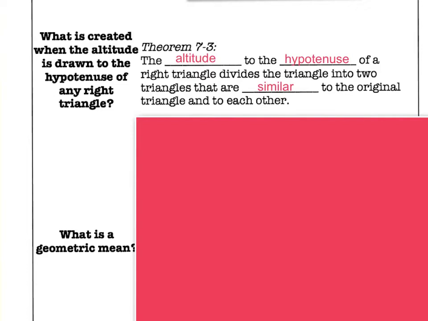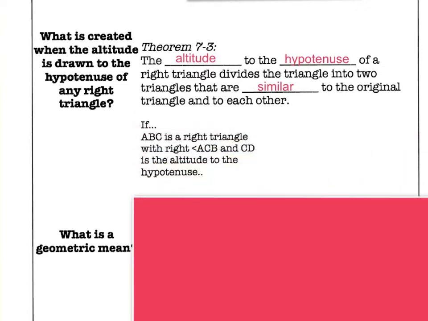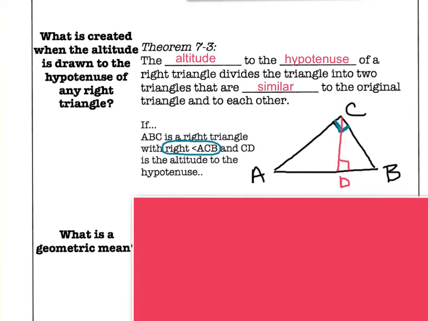So basically what this theorem is saying is that if ABC is a right triangle with right angle ACB and with CD being the altitude to the hypotenuse, so again, if we have triangle ABC, our right triangle, with our right angle being ACB, and CD is the altitude going from the point C to the hypotenuse, then we know that this triangle is divided into two triangles that are similar to the original.